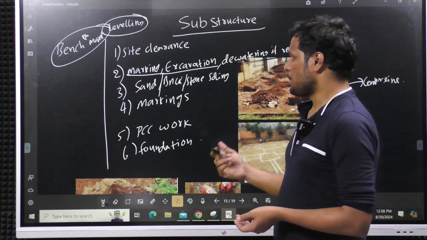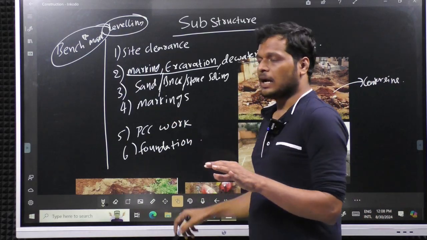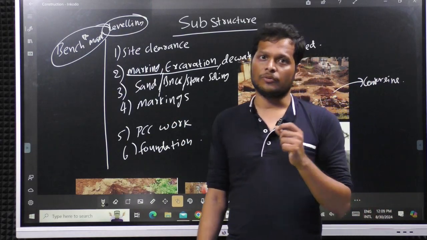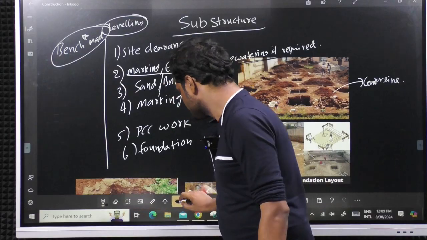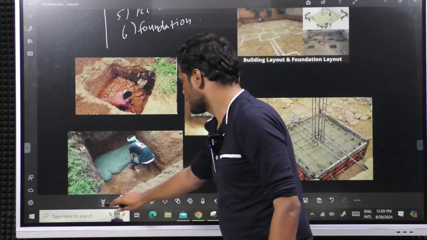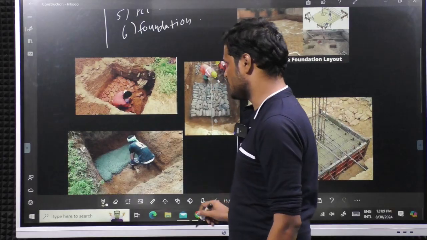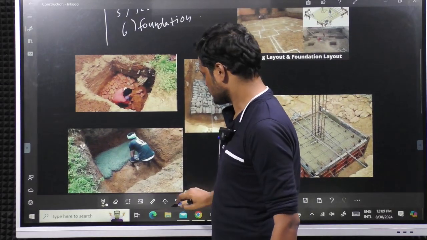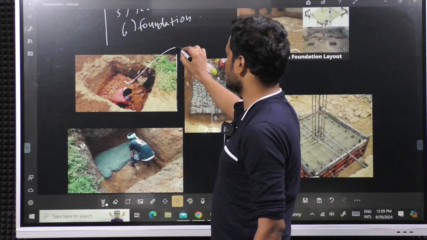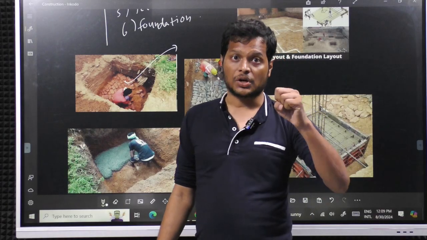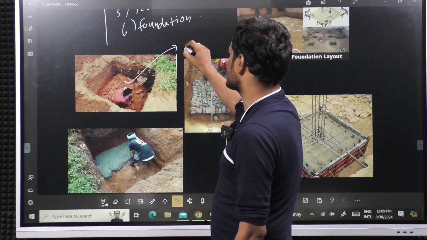Apart from this, for loose soil or uneven soils, sometimes soling work is done. So what is soling? I will show you. Generally 3 types of soling will be there. This is called brick soling. This will create a level surface and a strong surface as well, a strong foundation as well.